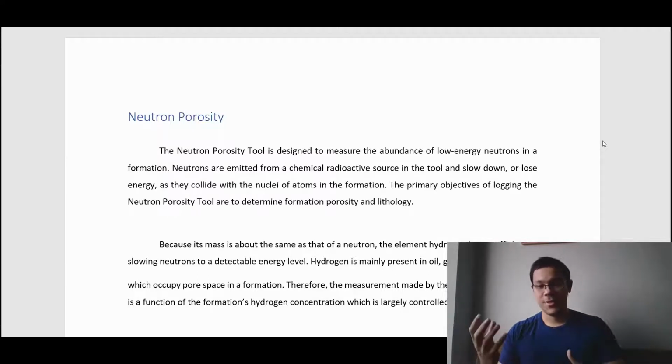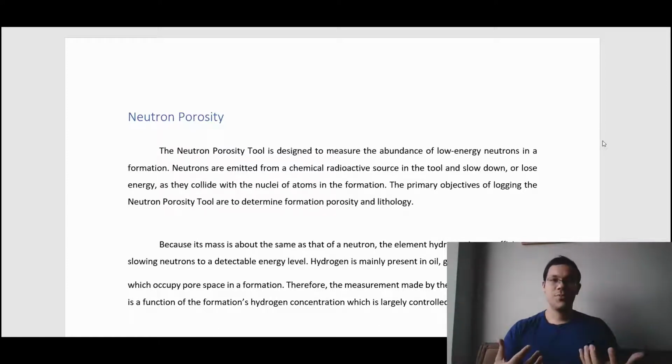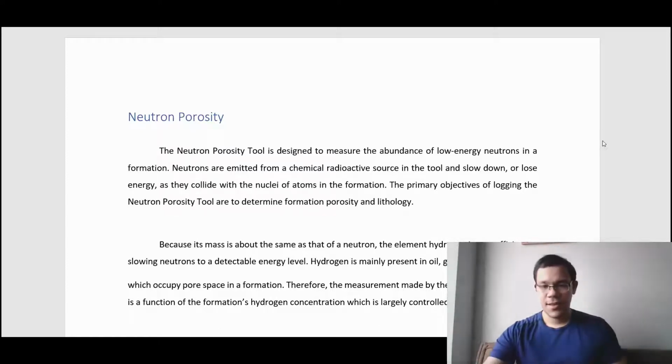Now we can say how to go from hydrogen in a formation to porosity units. Here we will see it. So that is the main principle. That is what our tool is measuring, hydrogen content. Let's see why.